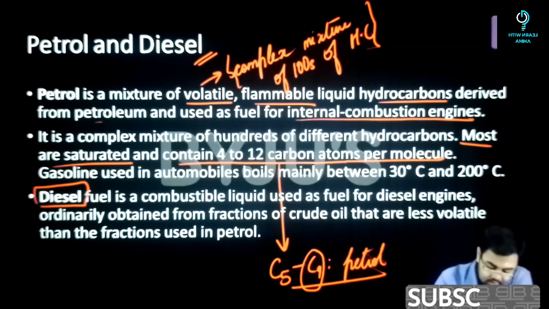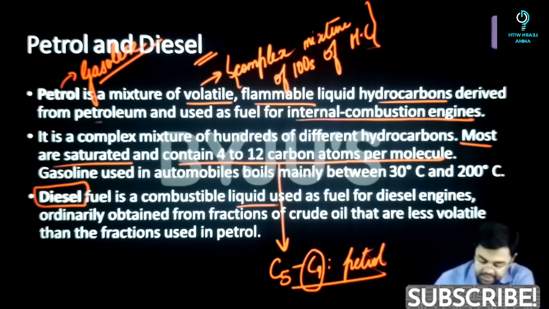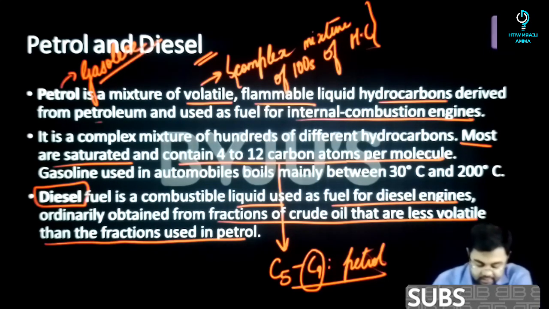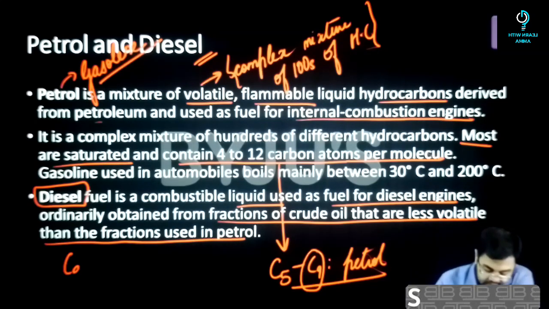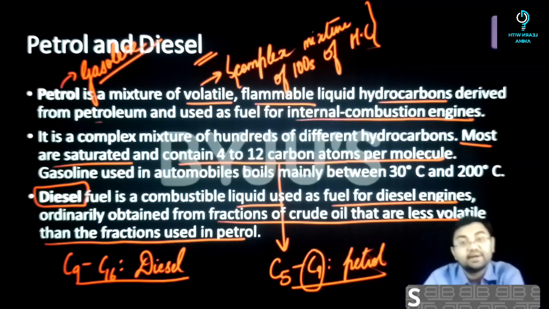Then you have something called diesel. Petrol, another thing that you should know, is also known as gasoline. Then when it comes to diesel, it is a combustible liquid used as fuel for diesel engines, ordinarily obtained from fractions of crude oil that are less volatile than the fractions used in petrol, and this time you have carbon chains starting from 9 and going up to 16. So this is what you will observe for diesel.